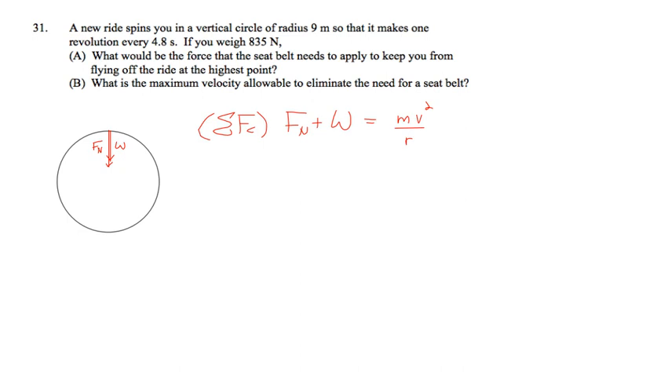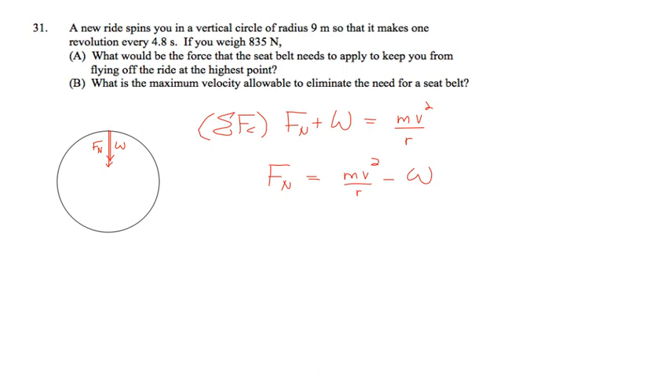And if I'm rearranging this equation to solve for the normal force, which would represent the force that the seatbelt applies, I just need to move the W to the other side. So it's going to be mv squared over r minus W. Now, if they gave me the mass, I would replace weight with mg. But they didn't. They gave me the weight, so I'll leave it as W.